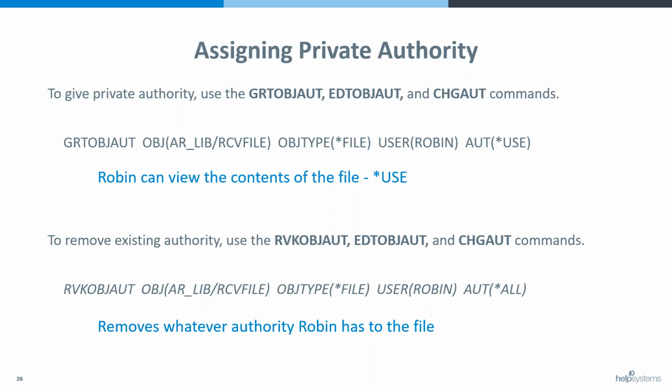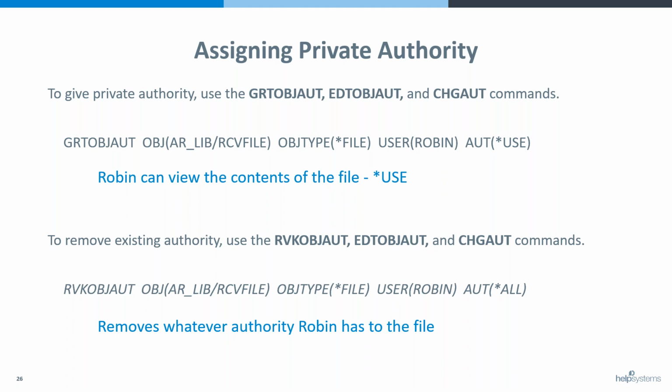Here are the commands we use to give somebody private authority. It's grant object authority and edit object authority on the native side of the house. And then change authority can do that for integrated file system objects. So I threw an example here of a receivables file in a library. It's a native DB2 file, and I've granted Robin use permission to that particular file.